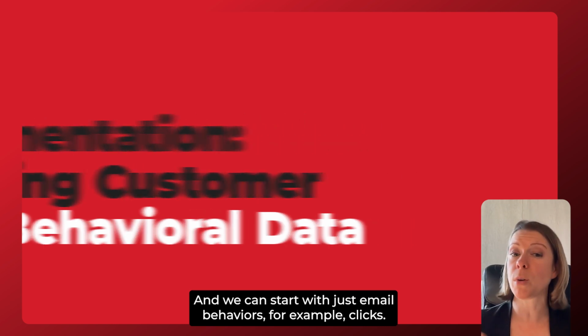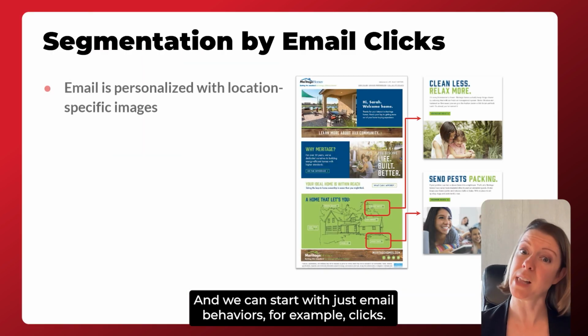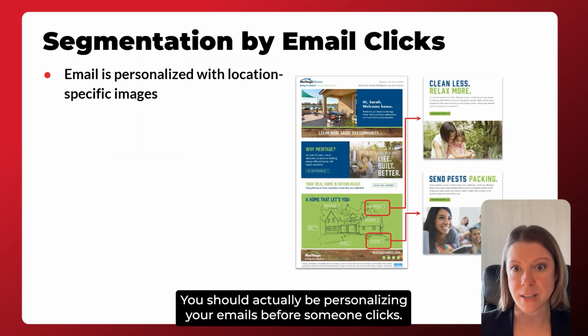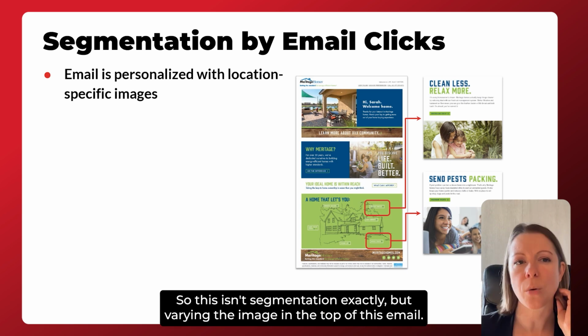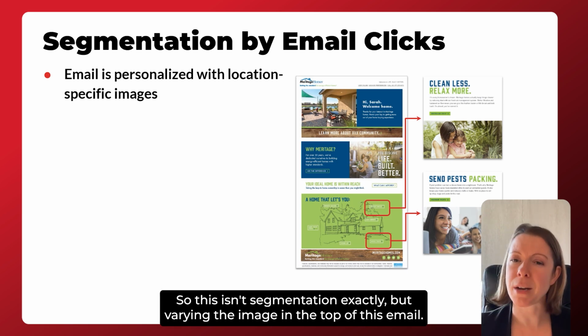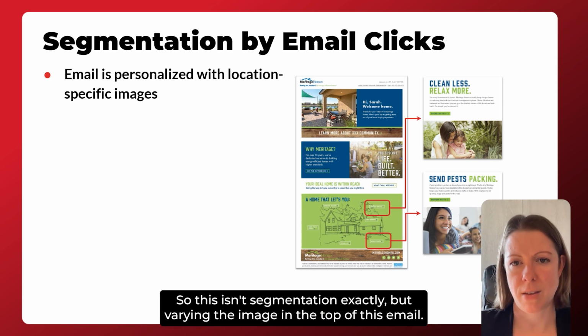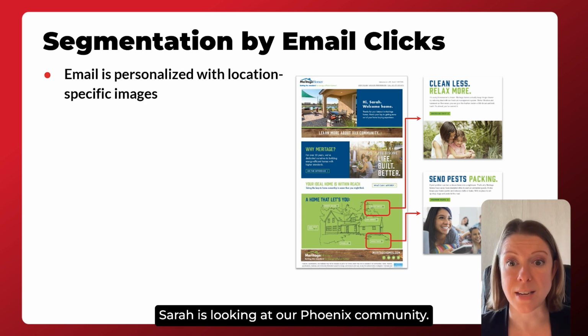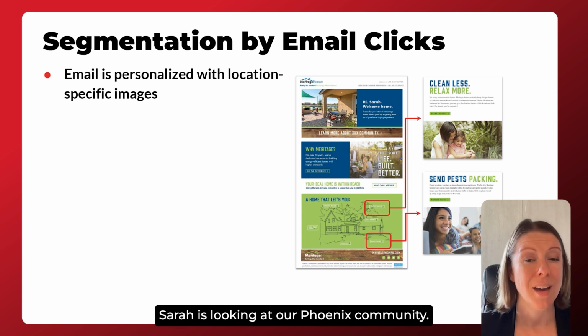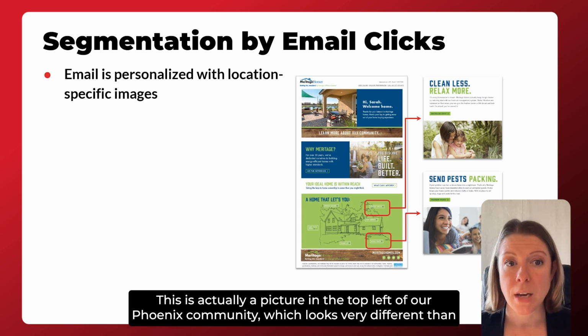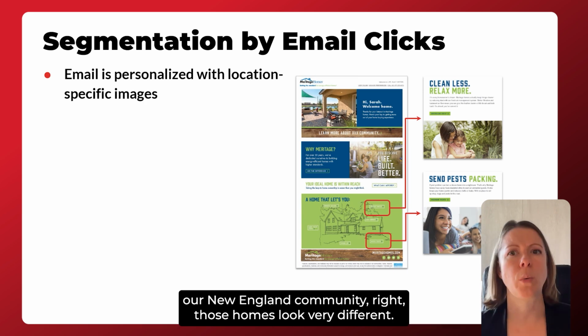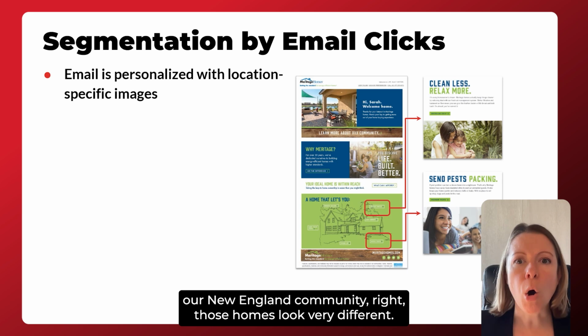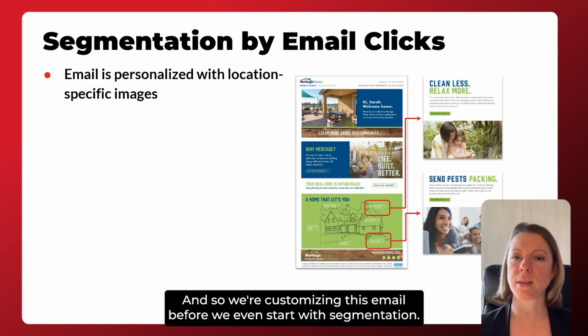And we can start with just email behaviors, for example, clicks. You should actually be personalizing your emails before someone clicks. So this isn't segmentation exactly, but varying the image in the top of this email. Sarah is looking at our Phoenix community. This is actually a picture in the top left of our Phoenix community, which looks very different than our New England community, right? Those homes look very different. And so we're customizing this email before we even start with segmentation.